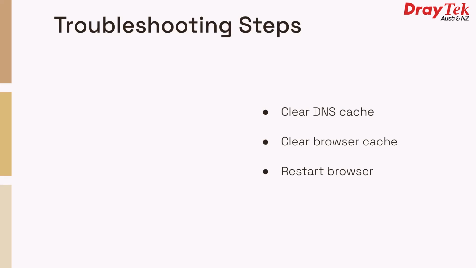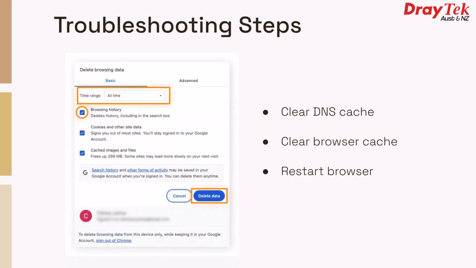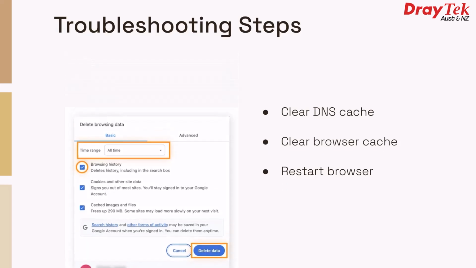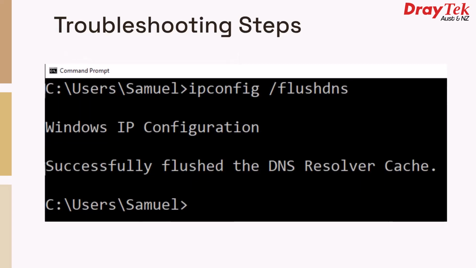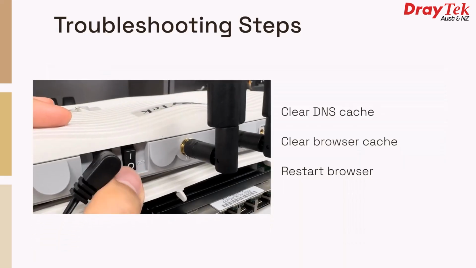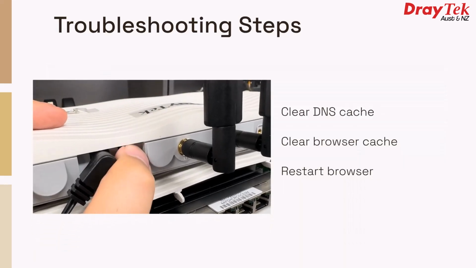If SafeSearch doesn't work as expected, try these steps. First, clear your browser cache and cookies. Next, clear the DNS cache on your device. On Windows, open Command Prompt and run ipconfig /flushdns. Finally, restart the router and test SafeSearch again.